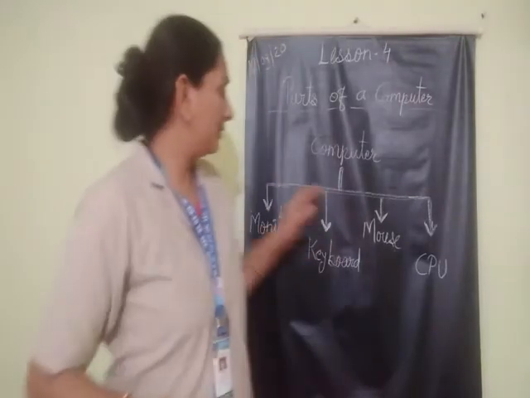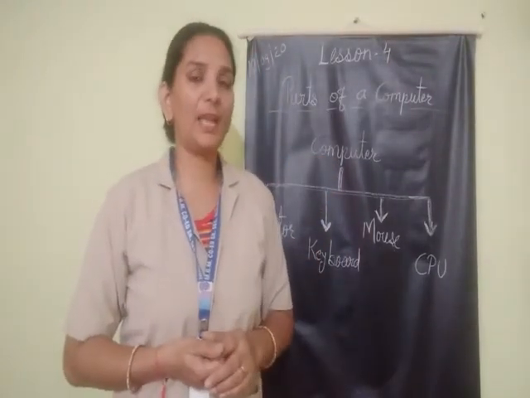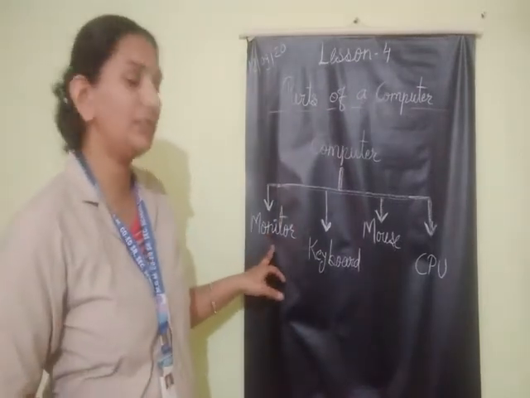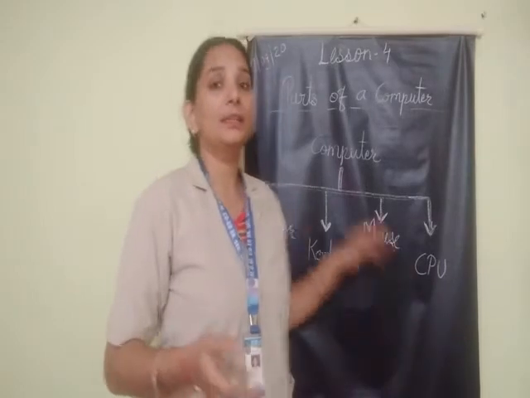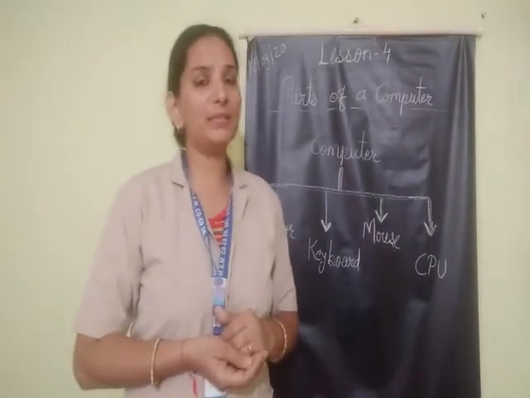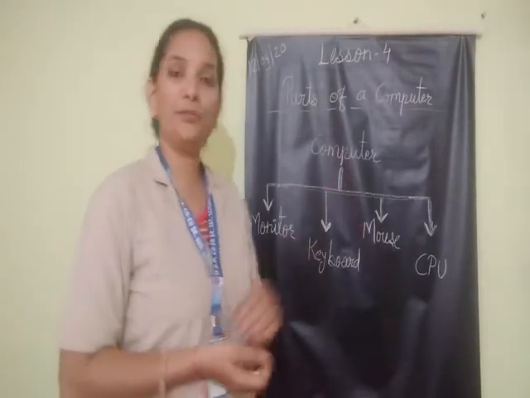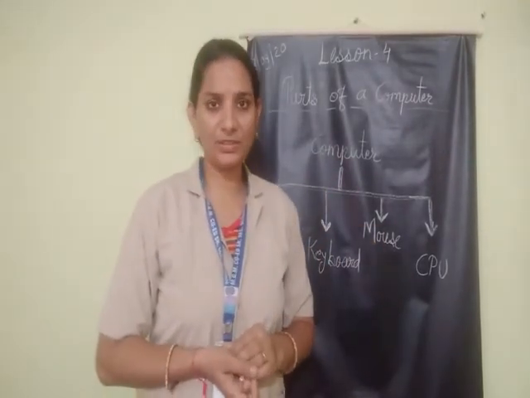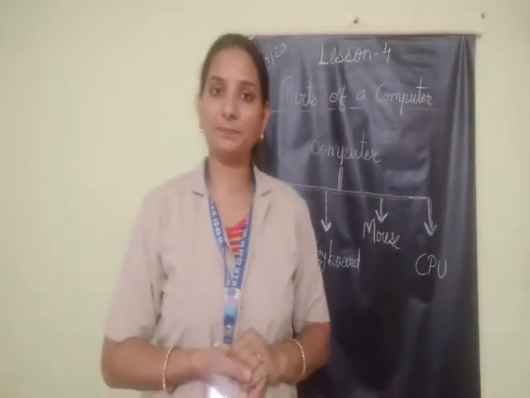Now, a computer has 4 main parts, that is monitor, keyboard, mouse and CPU. All these parts together are known as a computer, and all these parts work together to make a computer work. Okay children. So today we will see all these parts one by one.